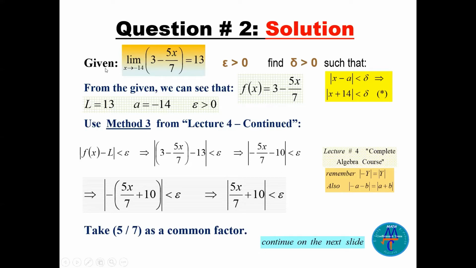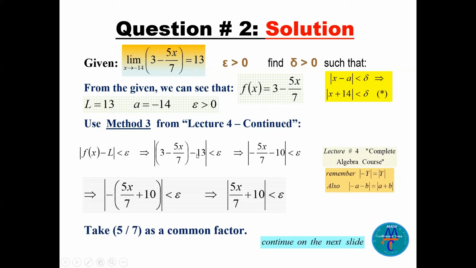So we can say the limit here is 13, you can see that. And the function itself is 3 minus 5x over 7. A is minus 14 and epsilon is positive. So we can use method number 3 from lecture 4 continued. We say the absolute value of f of x minus L. So we write here the absolute value of 3 minus 5x over 7 minus 13, all this less than epsilon.